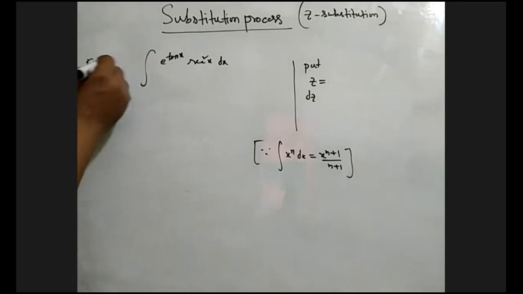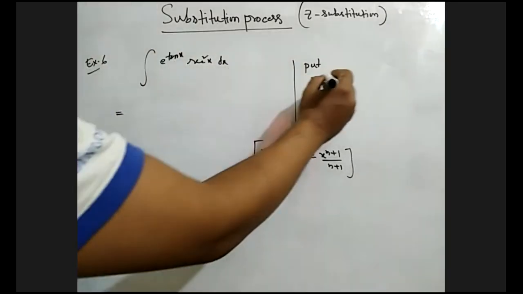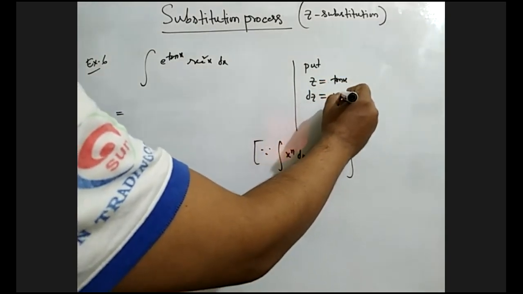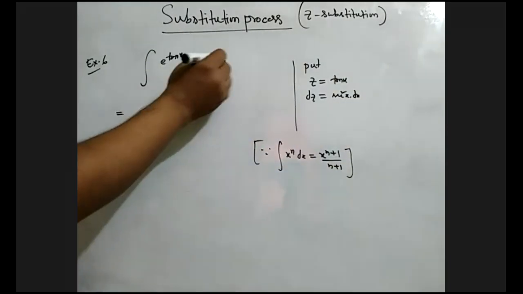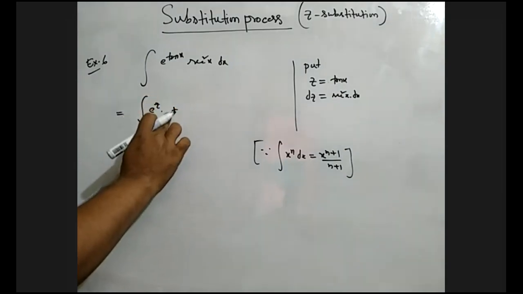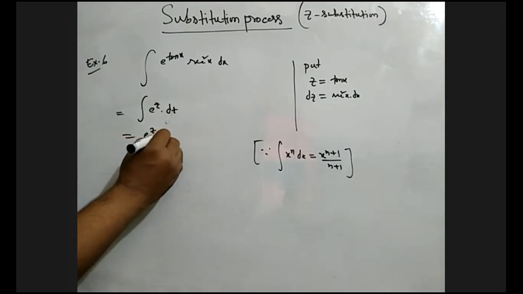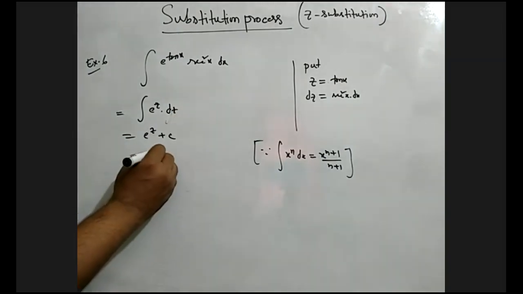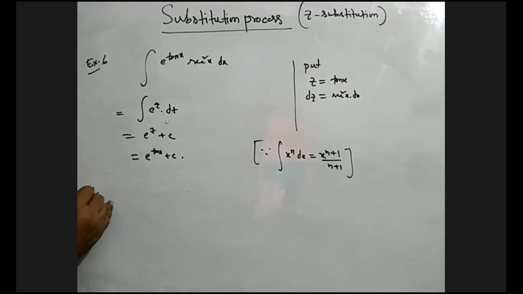Now, example 6, e to the power tan x sec square x. Here, tan x, we can take tan x equals z. So dz equals what will be? Tan x formula, differentiation is sec square x. Okay, so sec square x dx is dz, e to the power z into dz. Okay, so e to the power z formula what? E to the power z plus c. E to the power z equals what? E to the power tan x plus c. Very easy for an easy one.